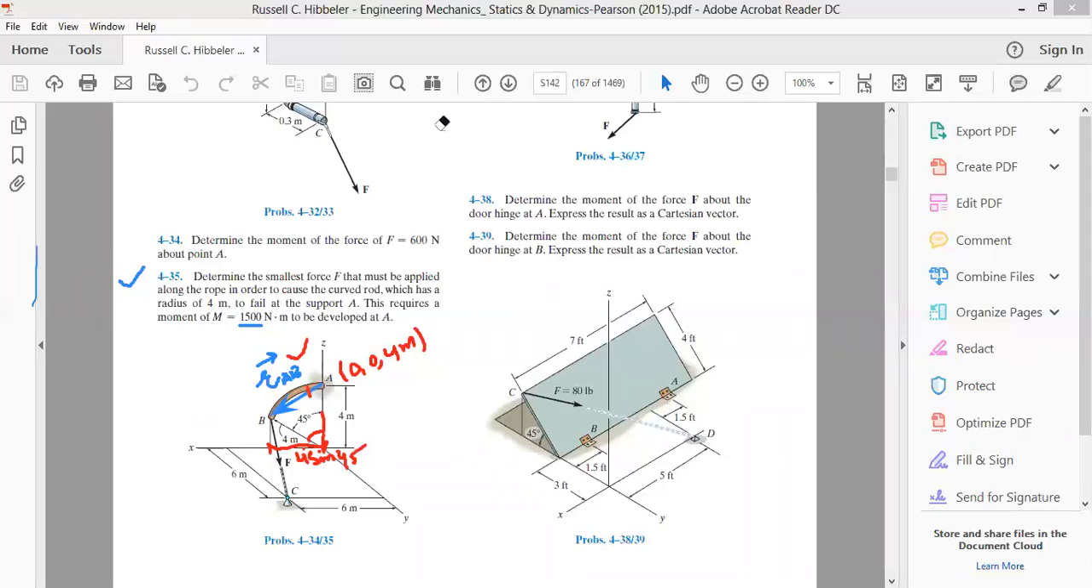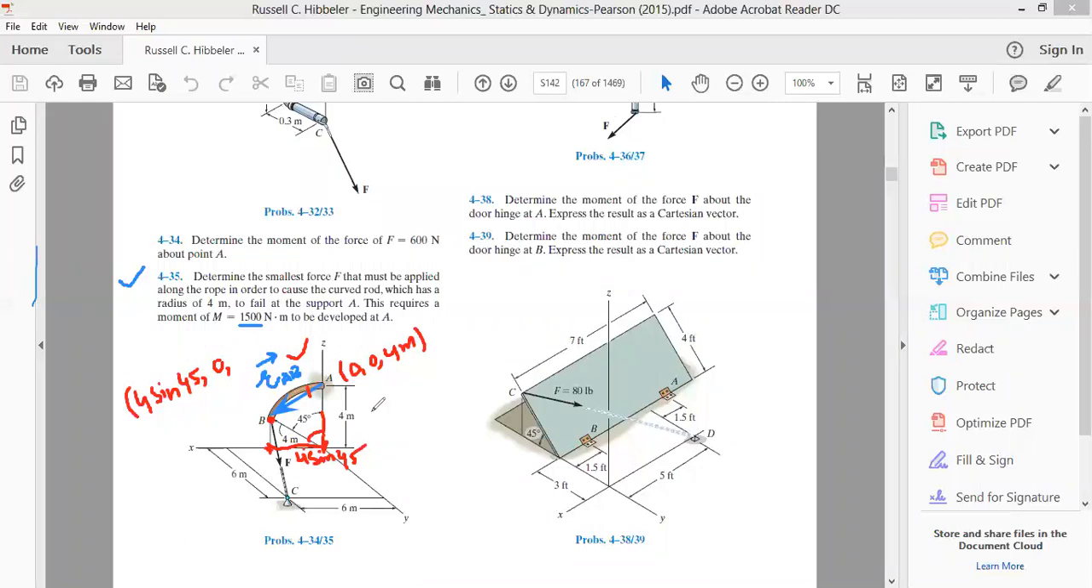So the x coordinate of point B is 4 sine of 45. Now look at its y coordinate. The point B lies on the xz plane. The point B is here. It does not have a y coordinate. Its y coordinate is 0, because point B is lying on the xz plane. Now, as far as the z coordinate of point B is concerned, we have to go from here to here.